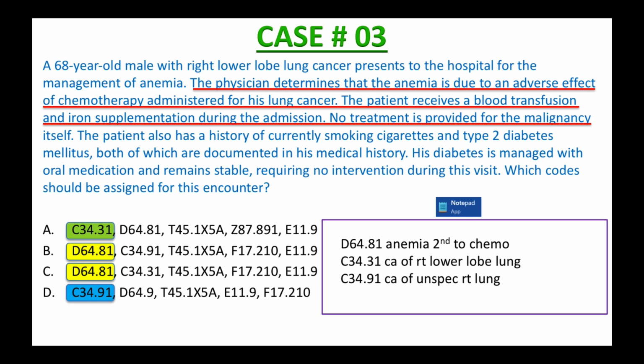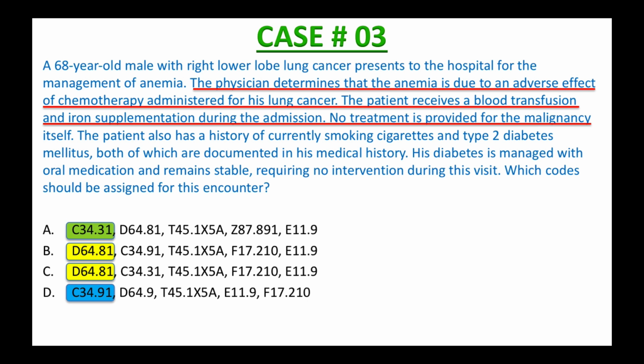Based on what I just read, the patient came to the hospital for treatment of anemia. The physician determined that the anemia is due to an adverse effect of chemotherapy. The patient received a blood transfusion and iron supplementation for the anemia, and no treatment was provided for the lung cancer.